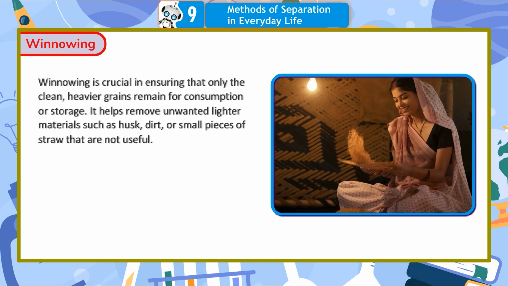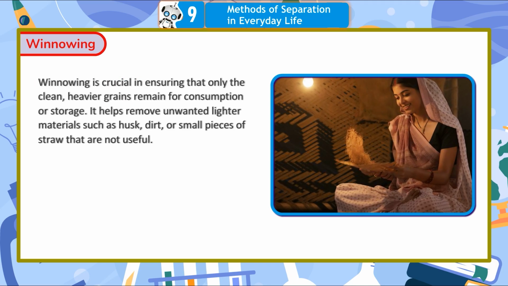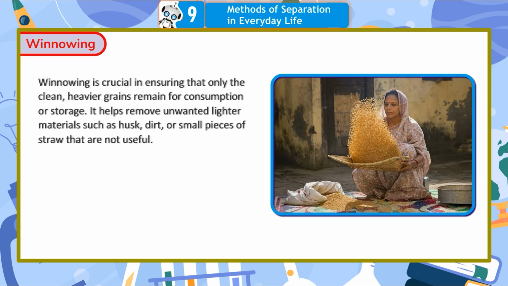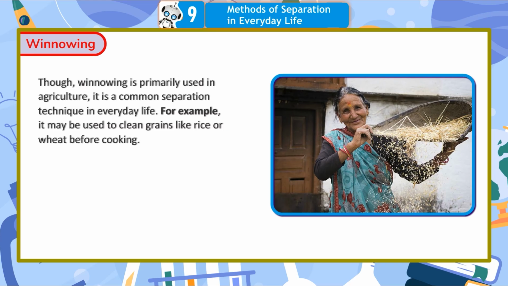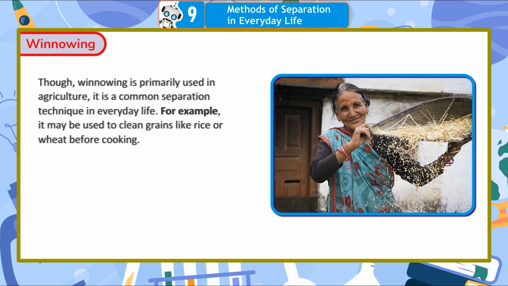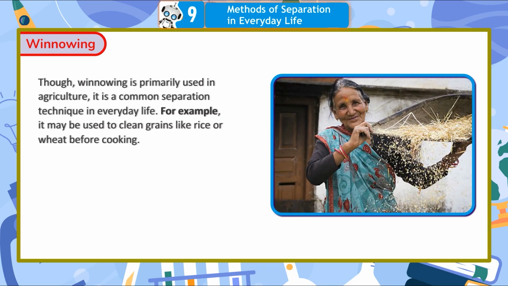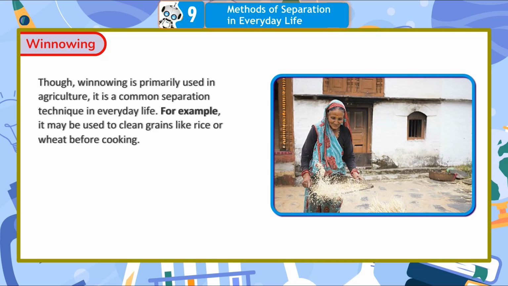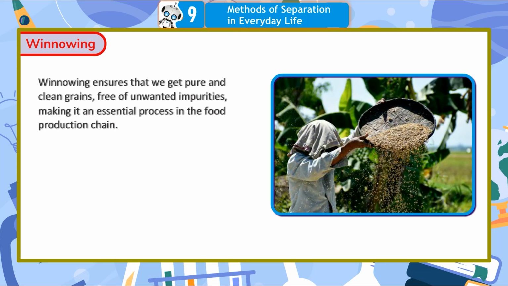Winnowing is crucial in ensuring that only the clean, heavier grains remain for consumption or storage. It helps remove unwanted lighter materials such as husk, dirt, or small pieces of straw that are not useful. Though winnowing is primarily used in agriculture, it is a common separation technique in everyday life. For example, it may be used to clean grains like rice or wheat before cooking. Winnowing ensures that we get pure and clean grains free of unwanted impurities, making it an essential process in the food production chain.